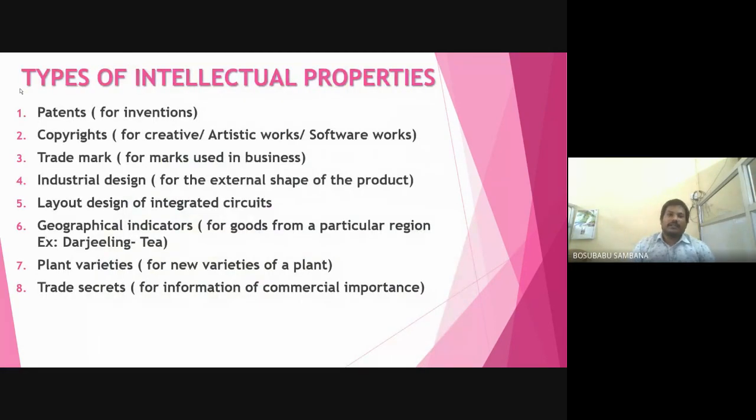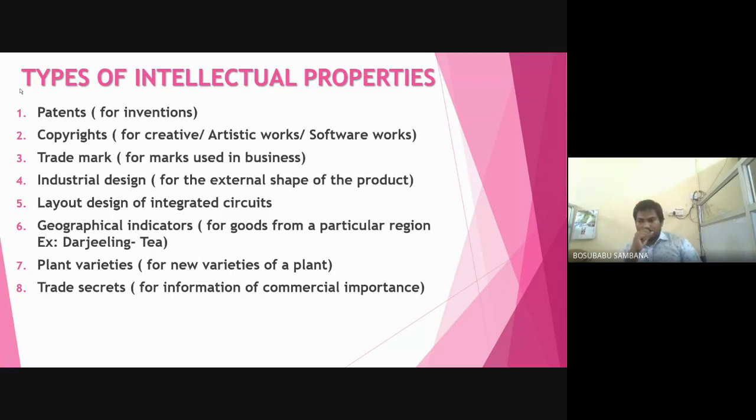Then we know the types of intellectual property rights. First, patents for innovations, and copyrights for creative artistic works and software, and trademarks for marks used in business, and industrial designs for the external shape of a product, like a water bottle. Layout designs of integrated circuits are covered under the Semiconductor Integrated Circuits Layout-Design Act of 2000, and geographical indications are for goods from a particular region or territory, like Darjeeling tea, Pondur Khadi, Palasa Jeedipappu, and Jaipur items. Plant varieties are for creating new varieties of plants like hybrid plants, and trade secrets are for information of commercial importance.